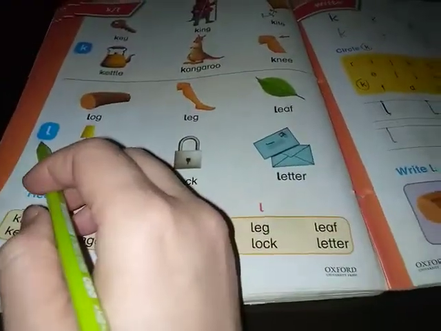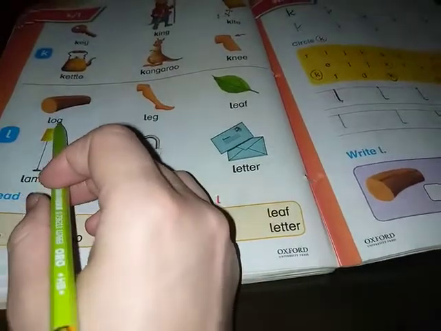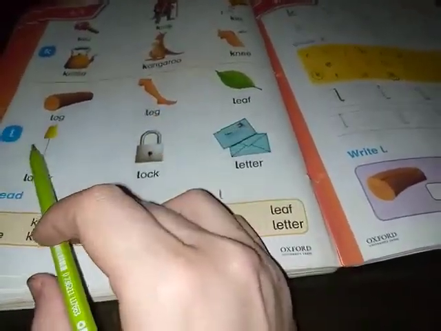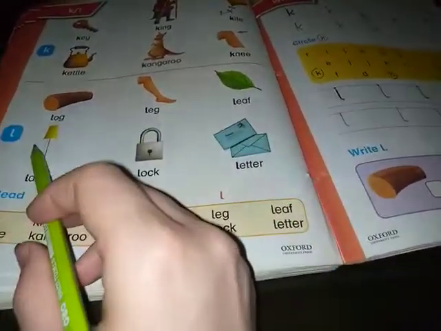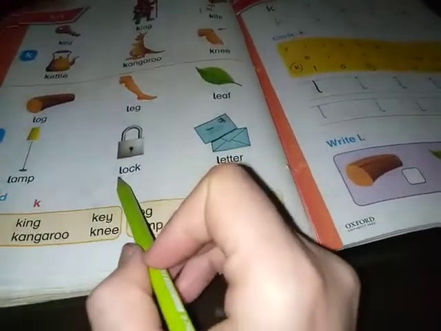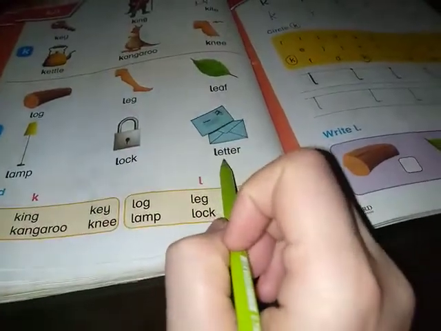Next, we have letter L. The sound is L. L log, L O G, log. L leg, L A G, leg. L leaf, L E A F, leaf. L lamp, L A M P, lamp. L log, L O K, log. L letter, L A T A R, letter.